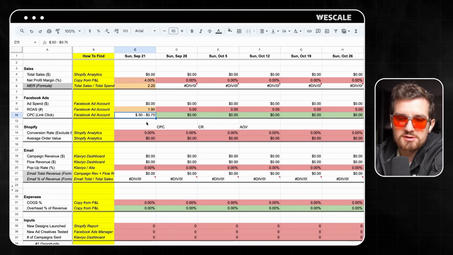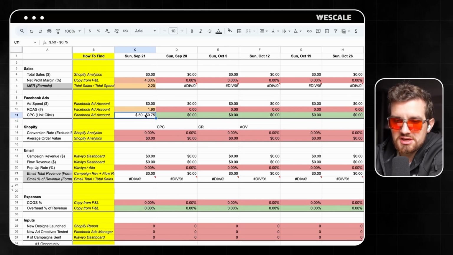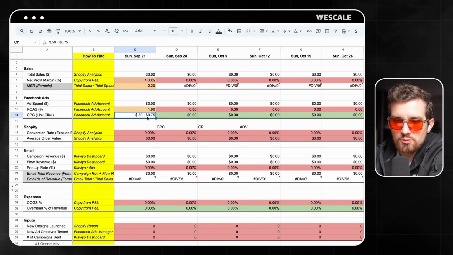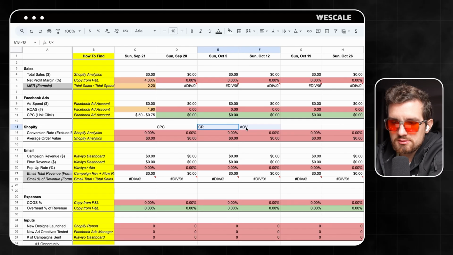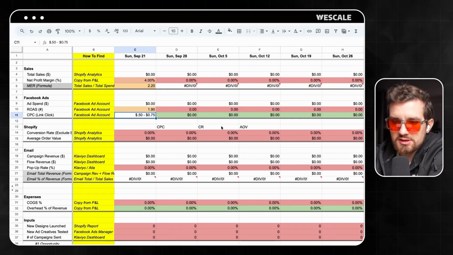How do we lower the cost per click? Test new designs. That's it. You just keep making designs and you just keep doing that until this is where it needs to be. And then let's say cost per click is in a good spot. We now have it at 50 to 75 cents, but our ROAS is still a 1.9. Well, how could that be? It's not cost per click. So we move on to the next one, conversion rate.